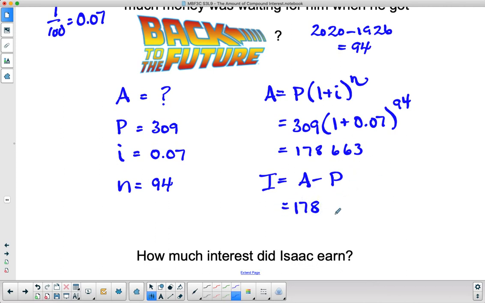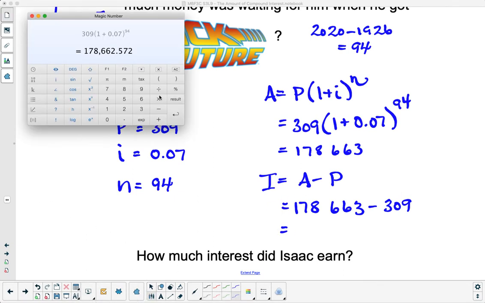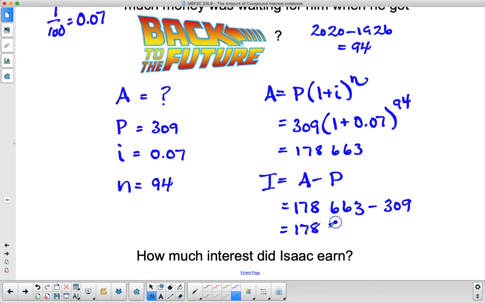$178,663, and we're going to subtract off $309, which is basically piddlings. So subtract 309, and we get $178,354. So that's a lot of money that the bank gave you just for letting them keep your money for 94 years.